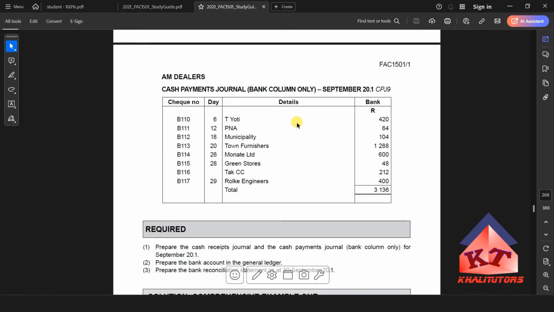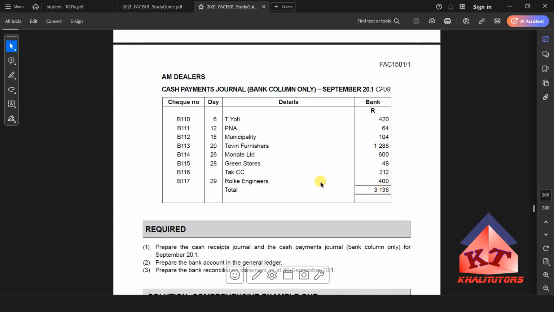Once you are done ticking off all items that appear in both the cash payments journal and the debit column of the bank statement, you will then take the items that only appear on the bank statement and include them in the cash payments journal. That will help you adjust the total. As you can see, the current total is 3,136 rands. After adding the items that only appear on the bank statement, this total will change.